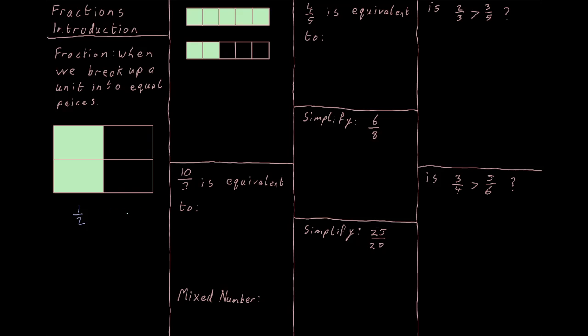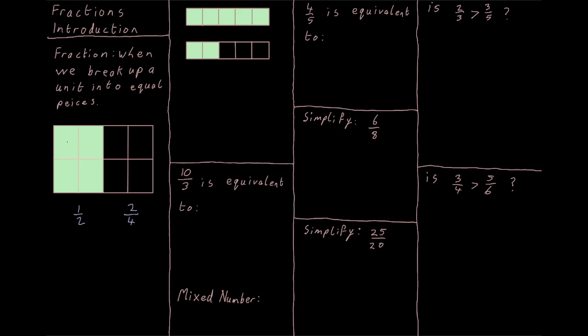I've broken it up into 4 pieces, and how many of them are colored in? Well, 2 of those 4 pieces have been colored in. Could I break it up again? Well, I could have each of these pieces here and break it up into 8 equal pieces. So I'm going to mark that in now.